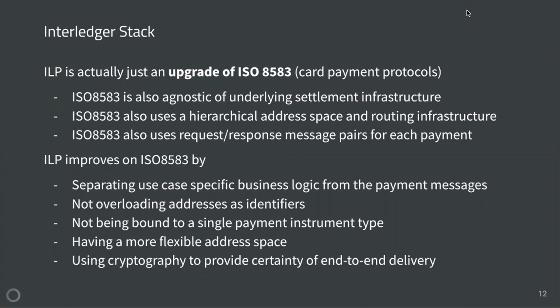We have a much more flexible address space. ILP addresses are extensible, and we've done some really clever stuff with addresses because of that. So we can encode small bits of information into addresses. We can create new addresses per transaction. And so the privacy properties of ILP that allow people to preserve their privacy are really powerful as well, which I think is really useful, especially these days when privacy is becoming more and more important a topic.